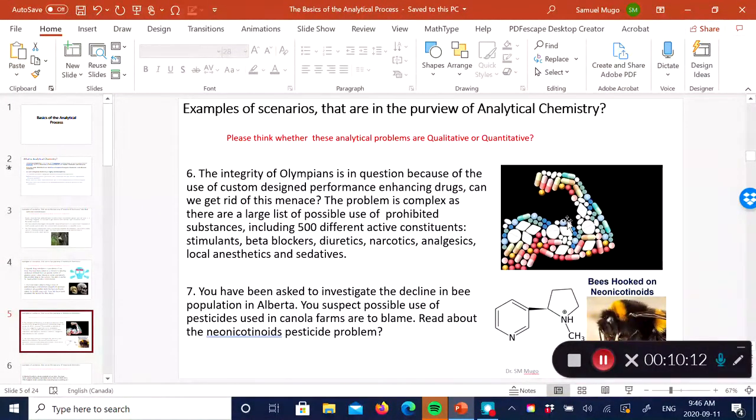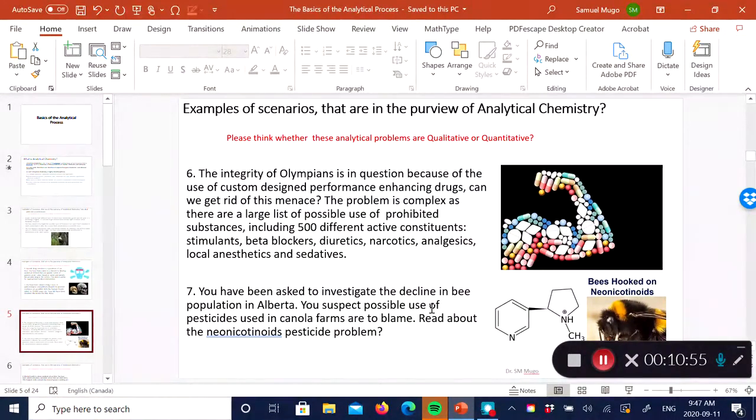Yeah, case number 7, you've been asked to investigate the decline in bee population in Alberta, and you suspect the possible use of pesticides in canola farms are to blame. And so here is another problem, and often neonicotinoids have been known to poison and reduce a bee's population. So you've got this task of trying to determine, other than the neonicotinoid, are there other types of pesticides that are causing this problem? Again, you can see the qualitative chemical analysis.